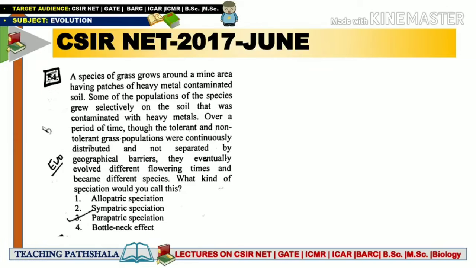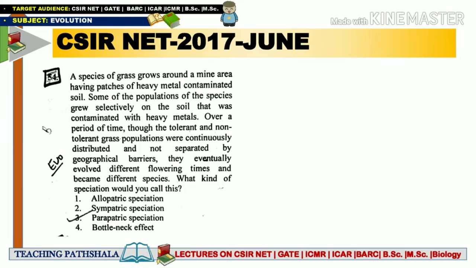Now let's solve one question from CSIR-NET 2017 June. The question is: a species of grass grows around a mine area having patches of heavy metal contaminated soil. Some of the population of the species grew selectively on soil that was contaminated with heavy metal. Over a period of time, though the tolerant and non-tolerant grass populations were continuously distributed and not separated by geographical barriers, they eventually evolved different flowering times and became different species. What kind of speciation would you call this? Is it allopatric speciation, sympatric speciation, parapatric speciation, or the bottleneck effect?